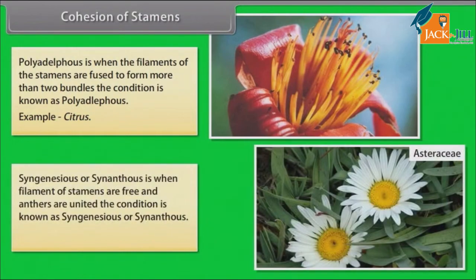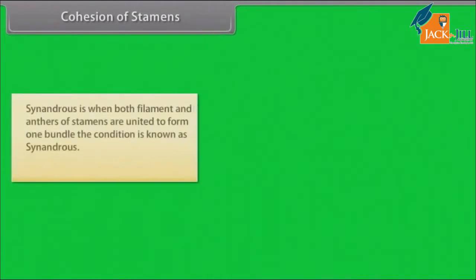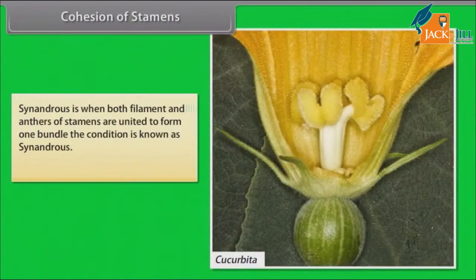Syngenesious or synanthous is when the filaments of stamens are free and the anthers are united. Example: Asteraceae. Synandrous is when both filaments and anthers of stamens are united to form one bundle. The condition is known as synandrous. Example: Cucurbita.